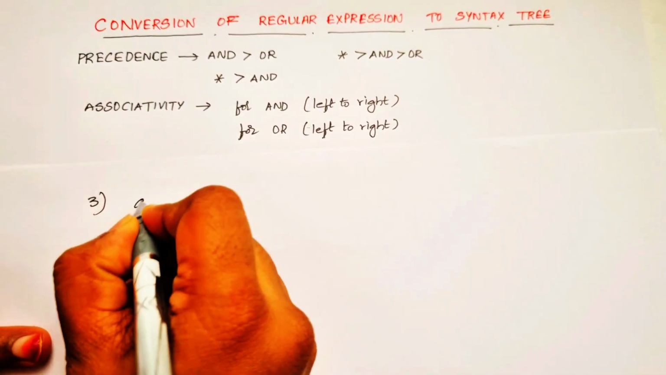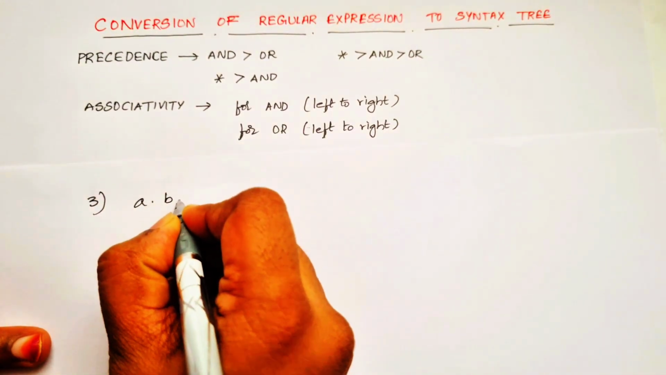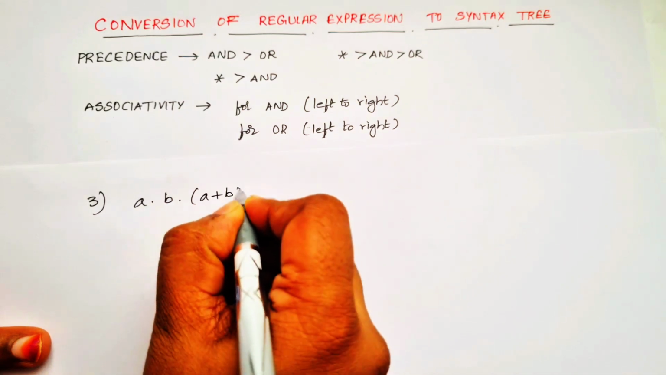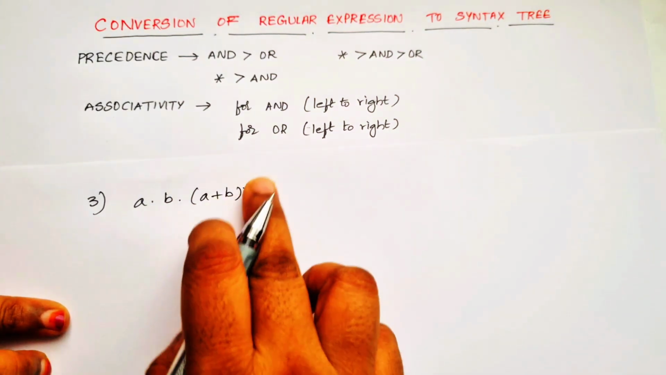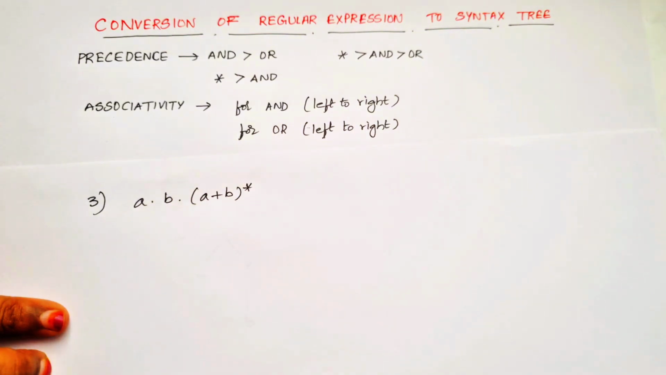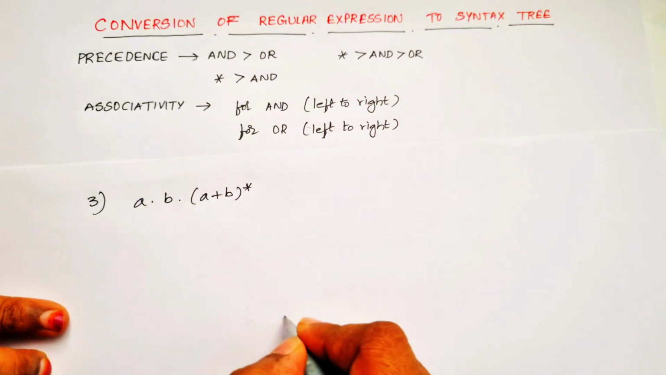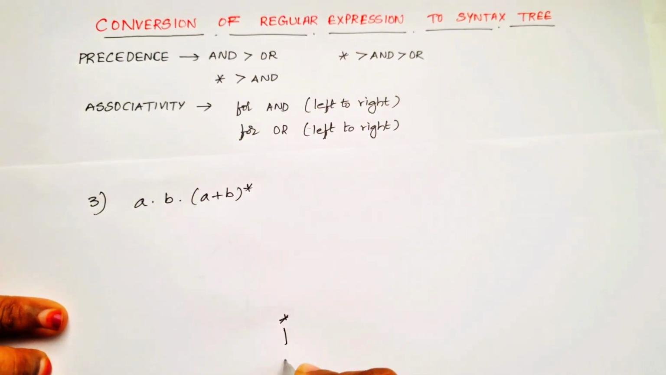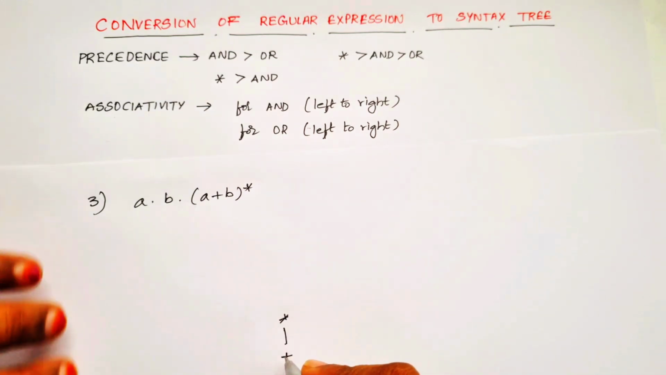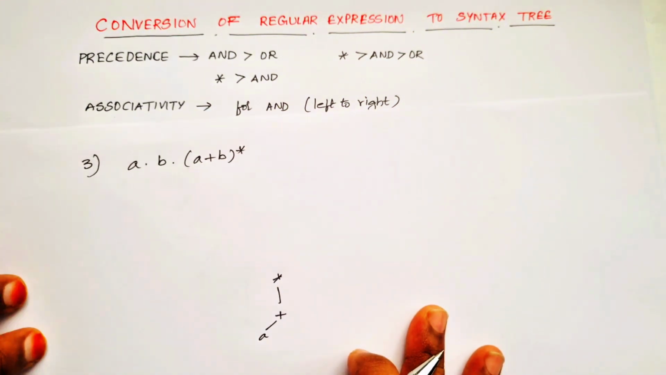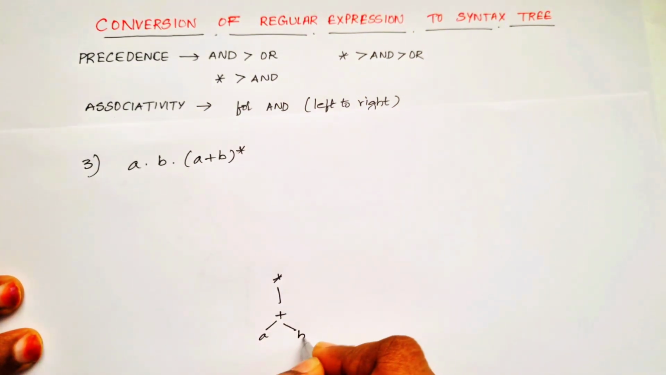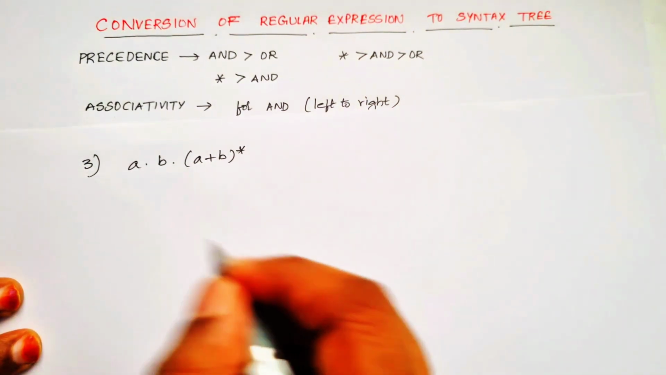Third one, A dot B dot A plus B whole star. Actually we will perform the star part, right? Here under star what do you have? Plus. It is done for A and then B.